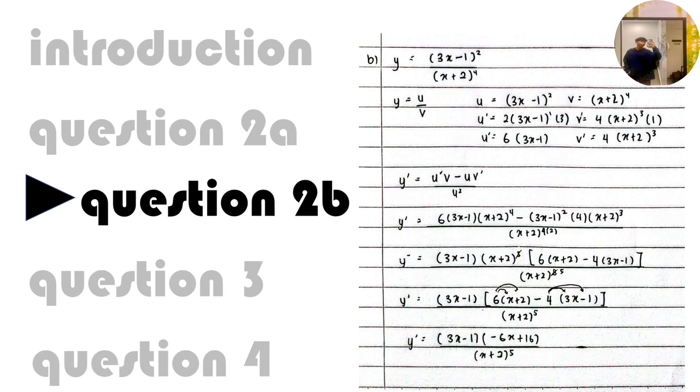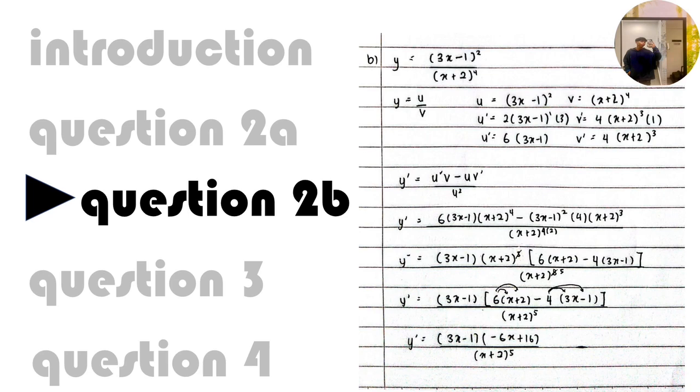First, we must differentiate using the chain rule for the u. So u prime equals 6 times (3x minus 1). And for the v, v prime equals 4 times (x plus 2) to the power of 3. So after you differentiate, you will substitute in the quotient rule formula. y prime equals u prime v minus u v prime over v squared. So you bring it into the formula.